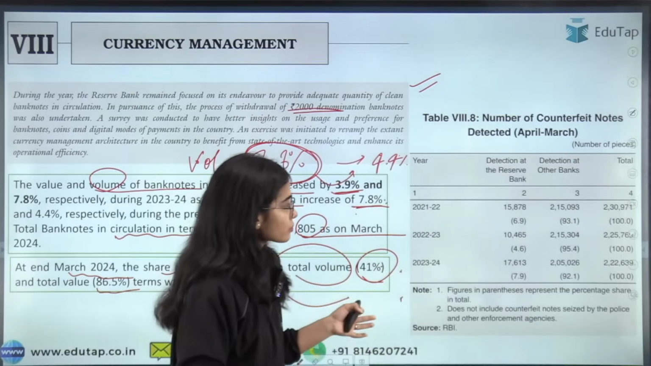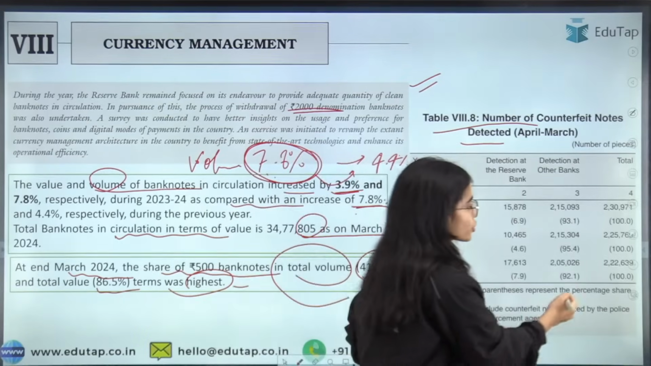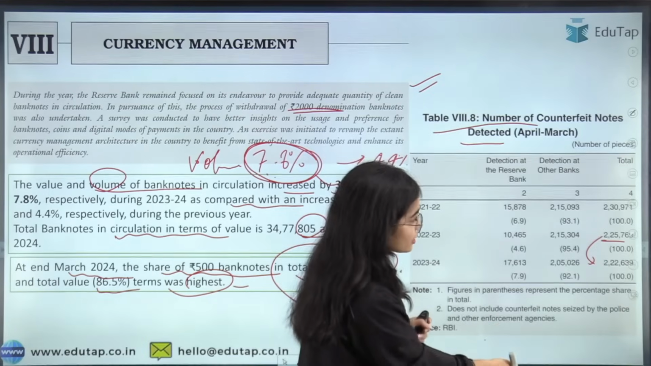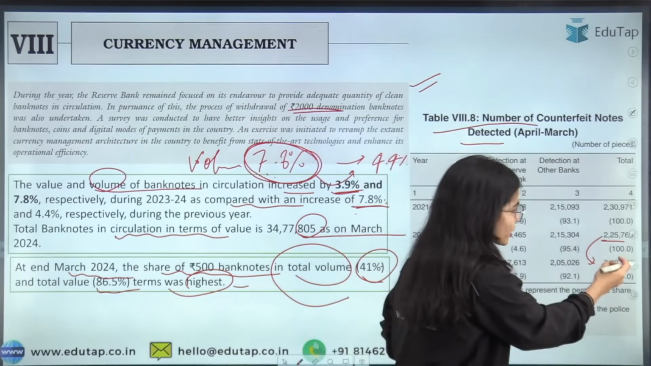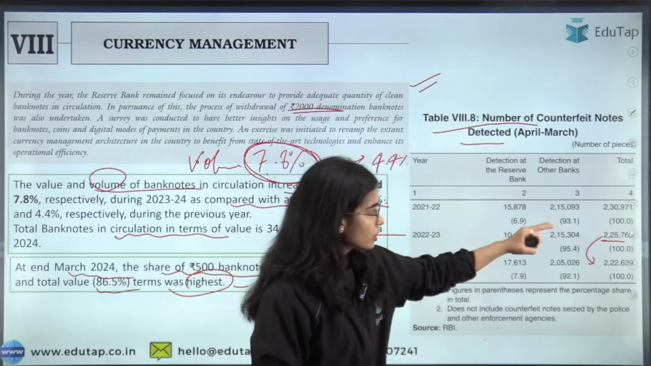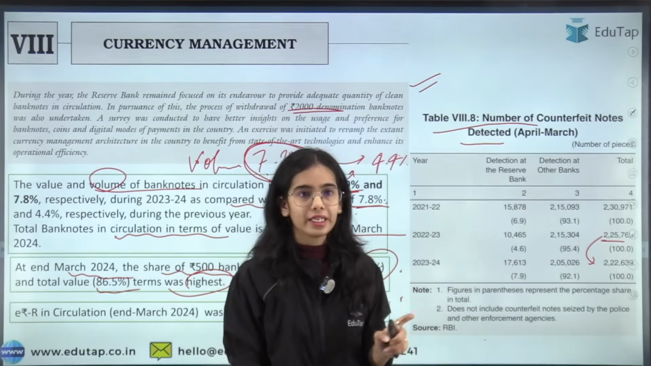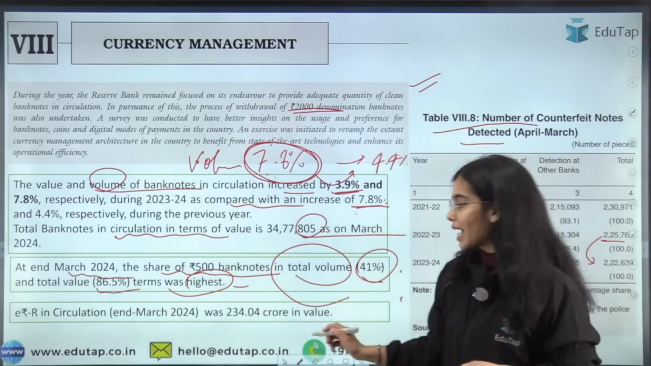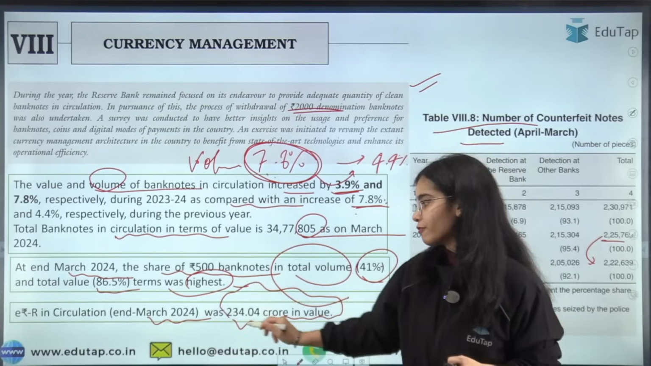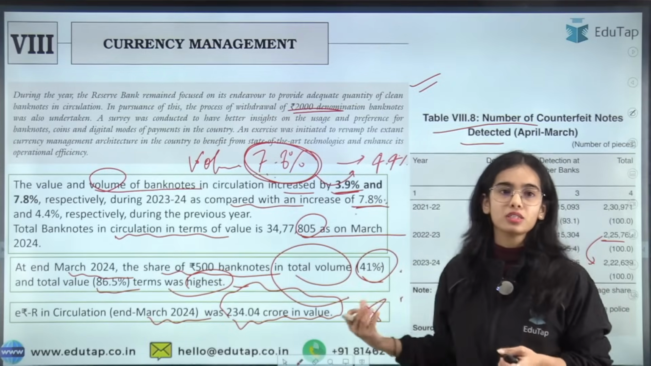Here you can see that the number of counterfeit notes that were detected has gone down from 2,25,769 to 2,22,639. So the counterfeit notes have gone down, that you can understand in numbers, okay? That is the complete idea here. And the e-rupee in circulation at the end of March 2024 was 234.04 crore in value. So this was the e-rupee retail currency that was in circulation.